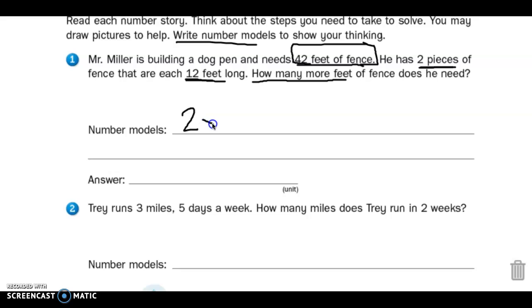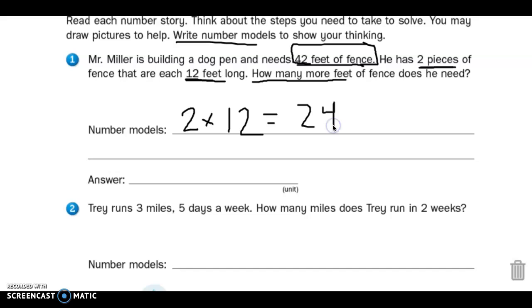2 times 12, right? Because they're each 12 feet. I need to double 12. What is 12 plus 12? 2 times 12. What would that be? 12 doubled. Well, 10 and 10 would be 20, and 2 and 2 would be 4. So 20 plus 4 is 24.